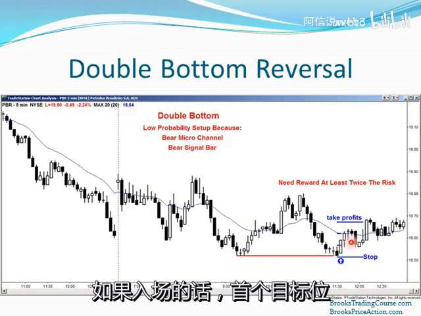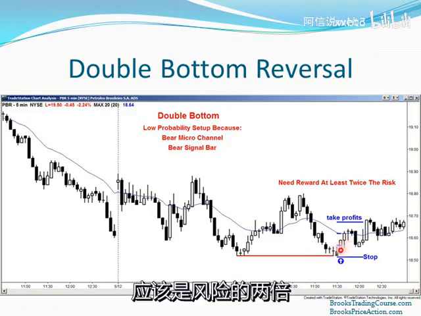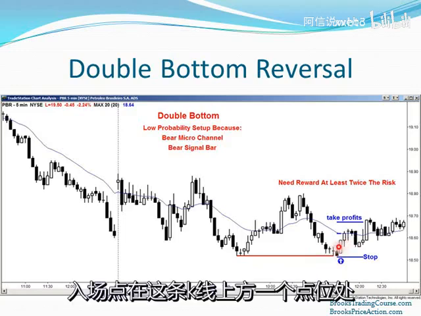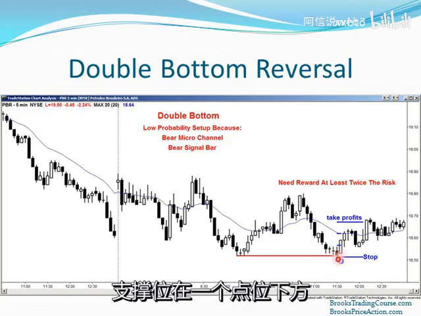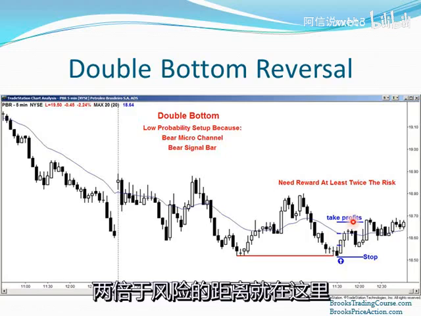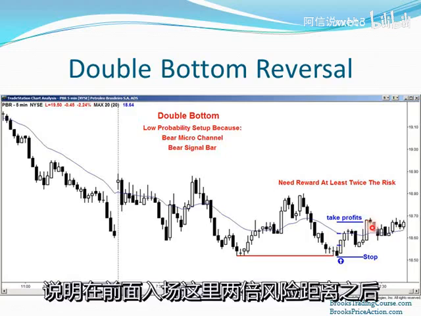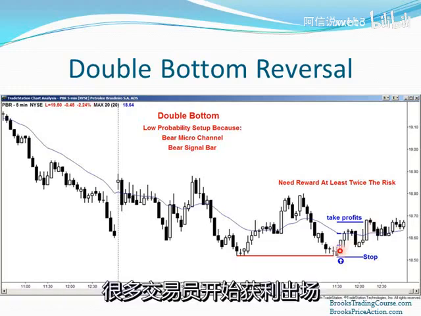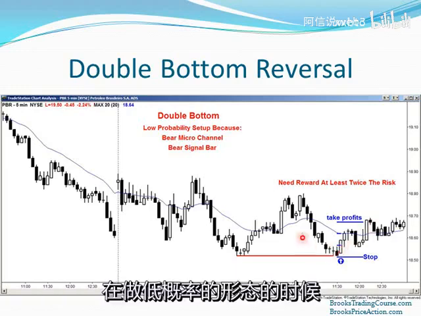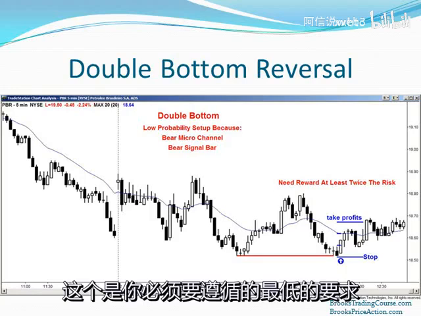Initial target, if you do take it, would be 2 times your risk. Your entry price is 1 tick above that bar, your stop is 1 tick below, and 2 times your risk is right here. You can see a pullback developed here, so a lot of traders were taking profits at around 2 times their initial risk. That should always be your minimum goal when you're doing a low probability trade.